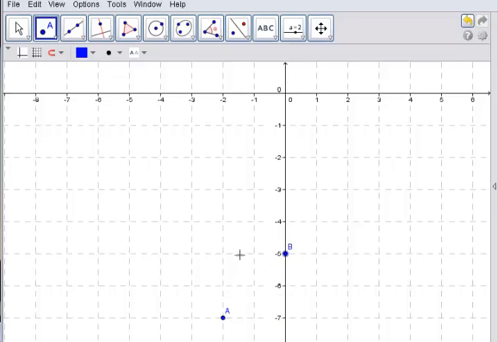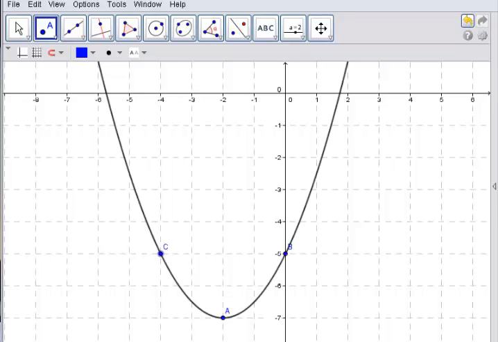Next, because of the symmetry of a parabola, if I go from B to the axis of symmetry, and then 2 over again to the other side of the axis of symmetry, I can plot my other point, and that will be (negative 4, positive 5). I'll get Geogebra to graph the parabola again. Here it is graphed, and you notice that it goes through all 3 points.